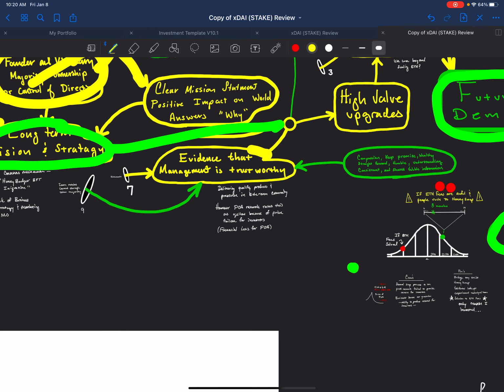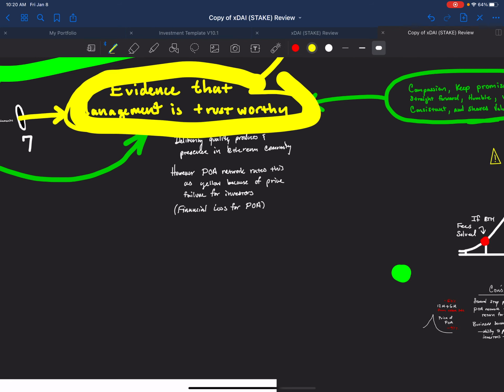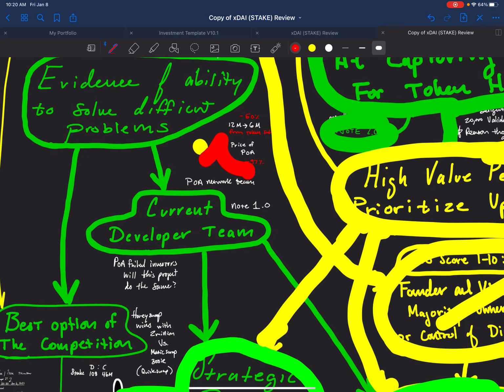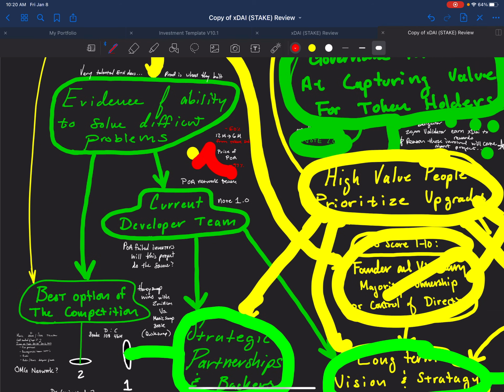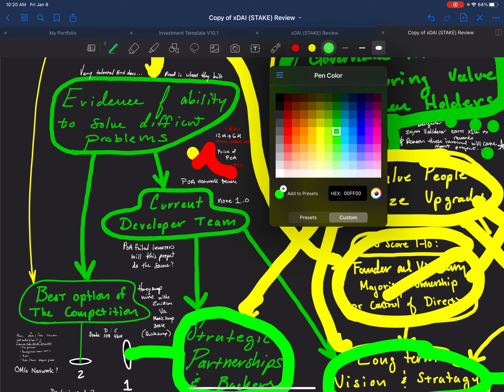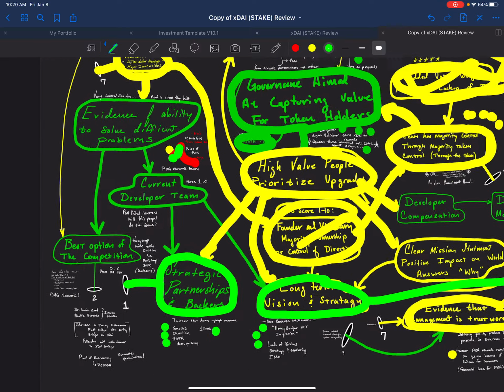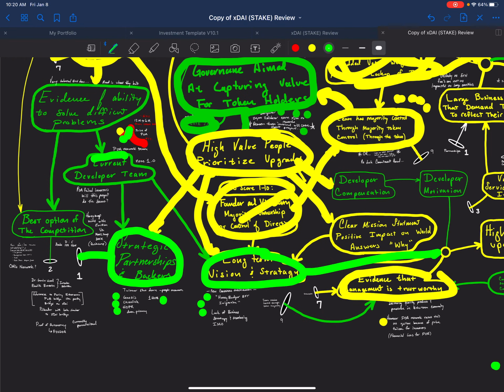So, evidence that management is trustworthy. I would say that they are trustworthy. However, the reason I put it as yellow is because they failed investors in the past. They are the team from the POA Network, and they collected $12 million from that ICO raise, and they ended up losing money for their investors, and they had awful token performance. So that is a negative in my opinion, because they should have loyalty to the investors and try to get a yield for investors who gave them money.